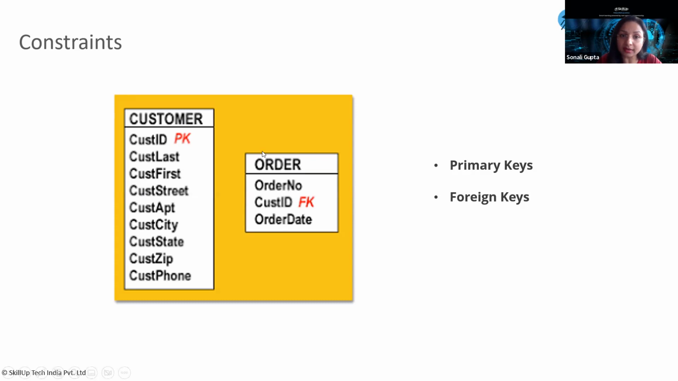Now, in the order table, multiple customers can place orders. So the customer ID may be repetitive here, but again, to identify each and every row, we should have a definite key, that is order number here. So the order number here becomes your primary key.